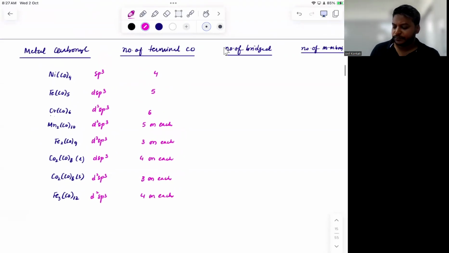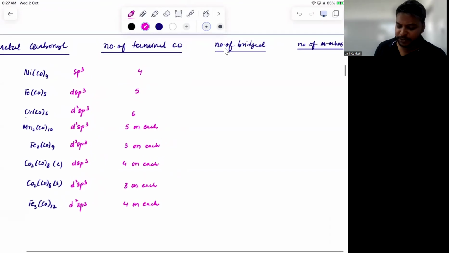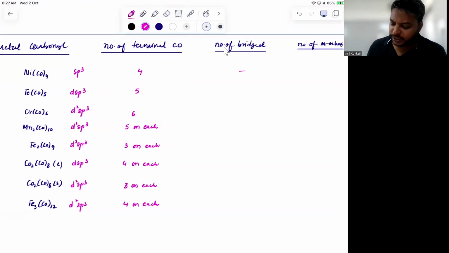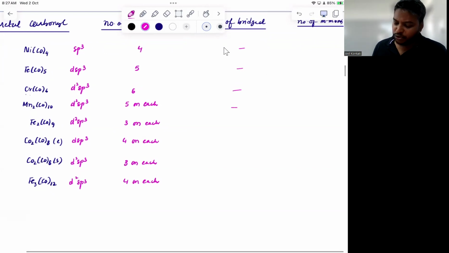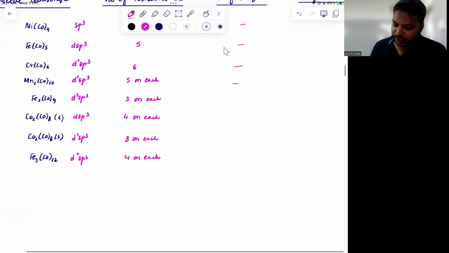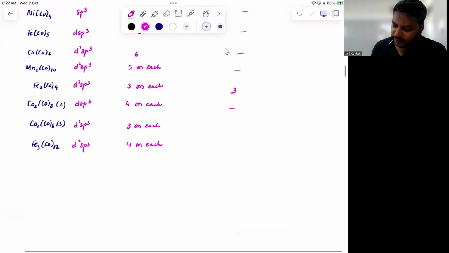Okay. Clear? Next. Number of bridge bonds. How many will we have? Here there are no bridge bonds. Manganese, there are no bridged CO groups. In iron, we will find 3 of them. In iron complex, we will find 3 of them. In liquid state, we will not find anything. In solid state, we will find 2 of them. Here, we will not find anything.